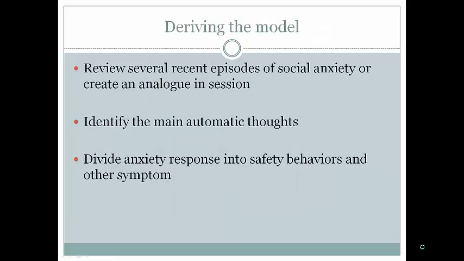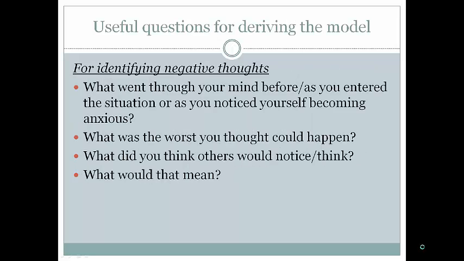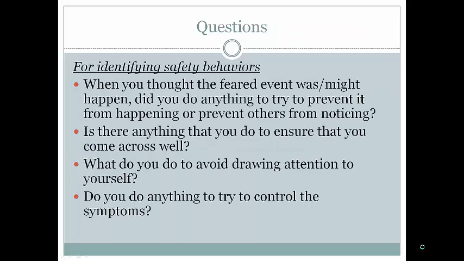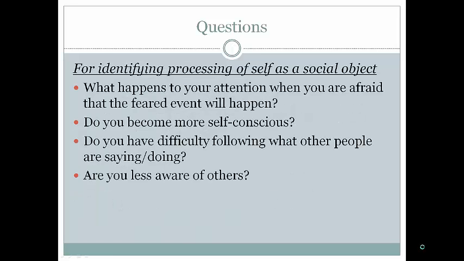I'm going to skip through some of these future slides. You can read about these in your textbook because this gets kind of long. So just some of the things that you want to identify are the safety behaviors. When you thought that the feared event was going to happen, did you do anything to try to prevent it or prevent others from noticing it? Is there anything that you do to ensure that you come across well? Do you avoid drawing attention to yourself? Do you do anything to control these symptoms? Because sometimes by having these safety behaviors, we avoid encountering the feared stimulus, and so we actually have to expose ourselves to those. What happens to your attention when you're afraid the feared event will happen?